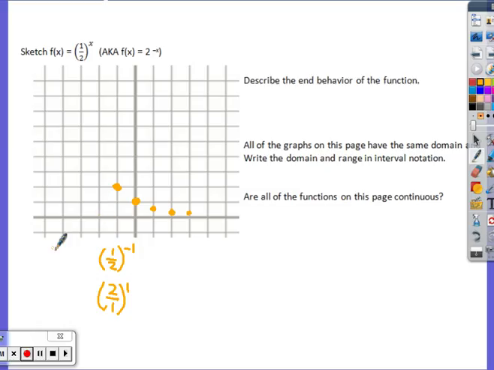1/2 to the -2. You okay with that, guys? So it's kind of like doing 2 squared. 4! Okay. Any guesses? 1/2 to the -3? 8. Can't fool you, kids. All right.